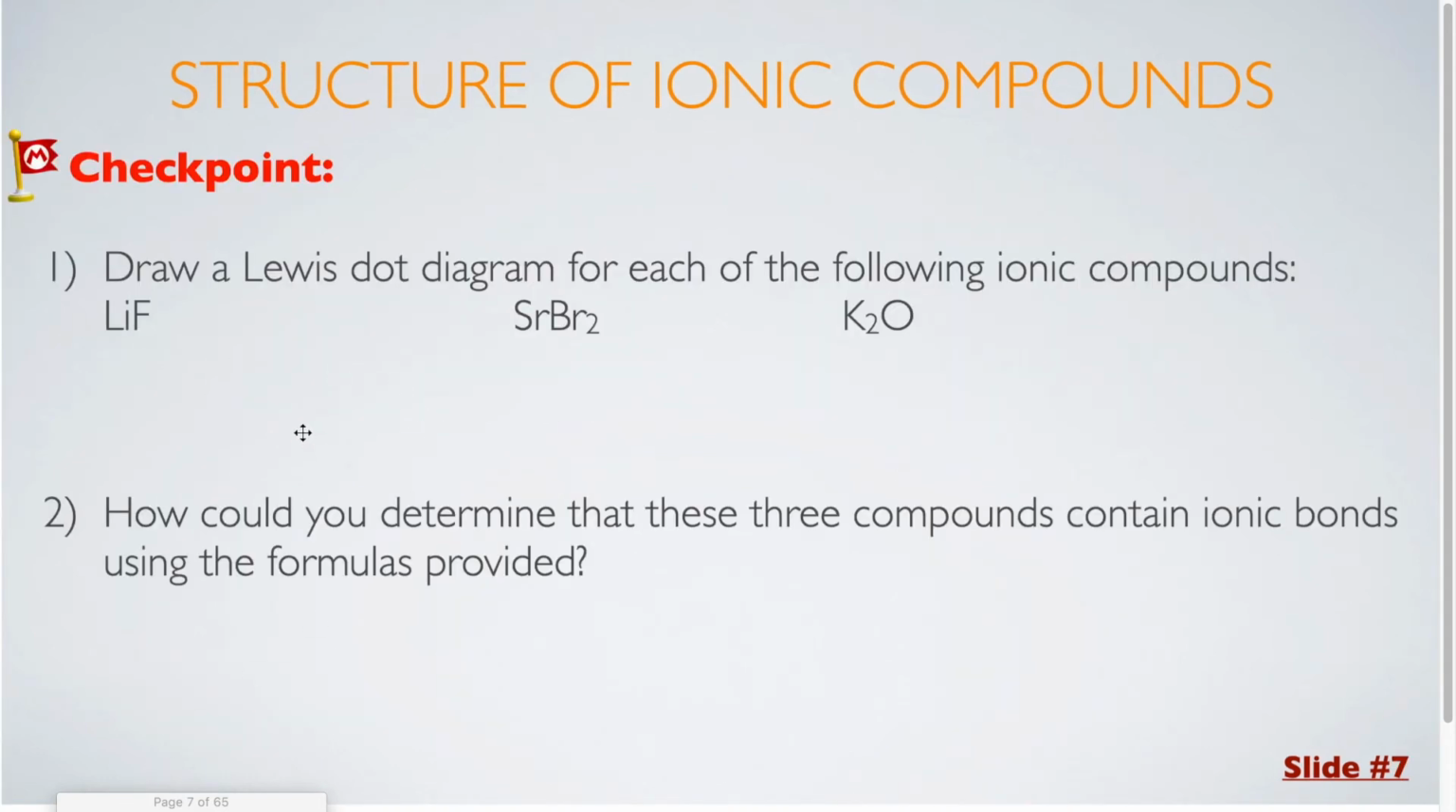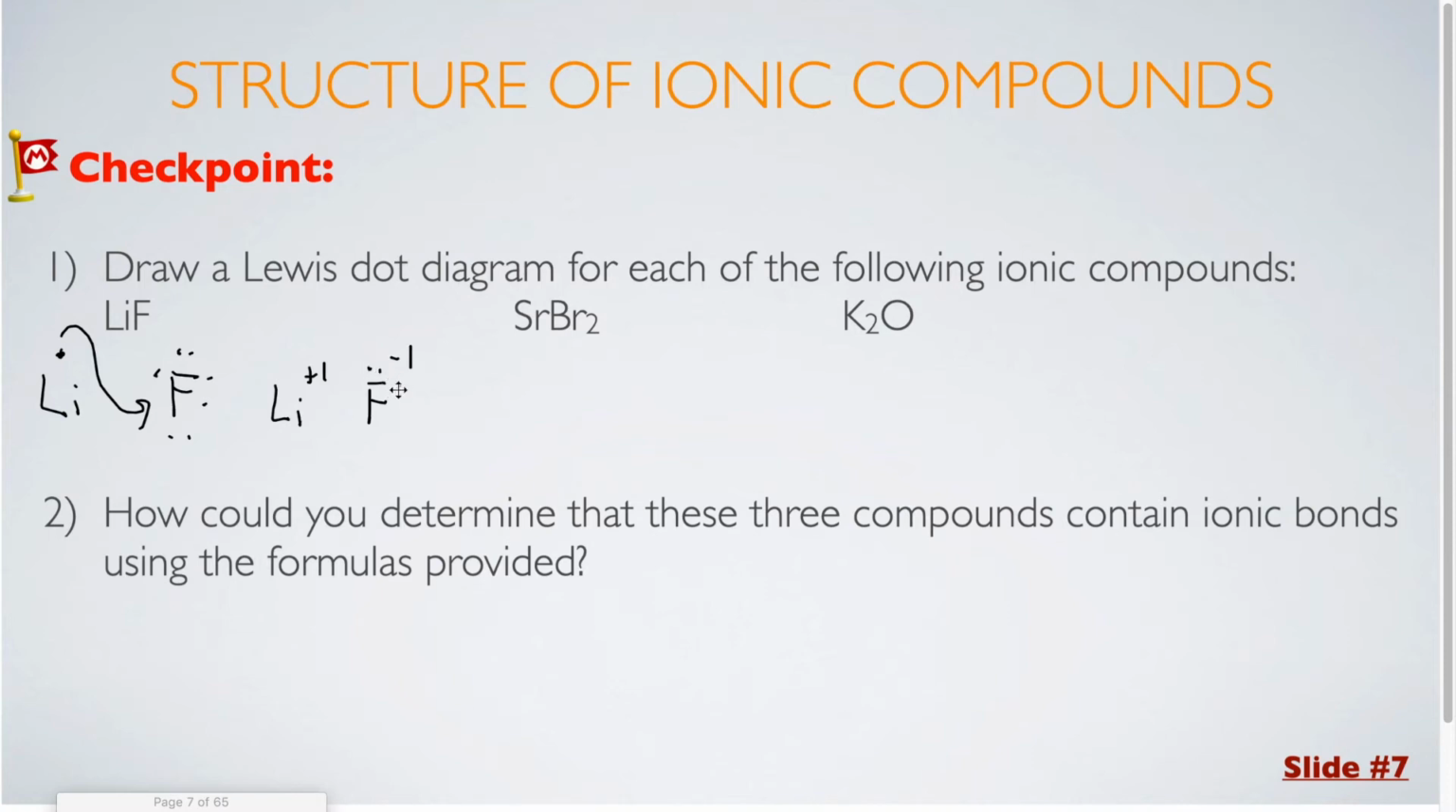For our next checkpoint question, we are going to be drawing Lewis dot diagrams for each of these ionic compounds. For our first example, we have lithium, which is in group 1, so it has 1 valence electron. Fluorine is in group 7, so it has 7 valence electrons. Electrons will always be transferred from the metal to the nonmetal. So this dot is going to go over to the fluorine, and now I'm going to have a lithium with a +1 charge, and the fluorine with a -1 charge.